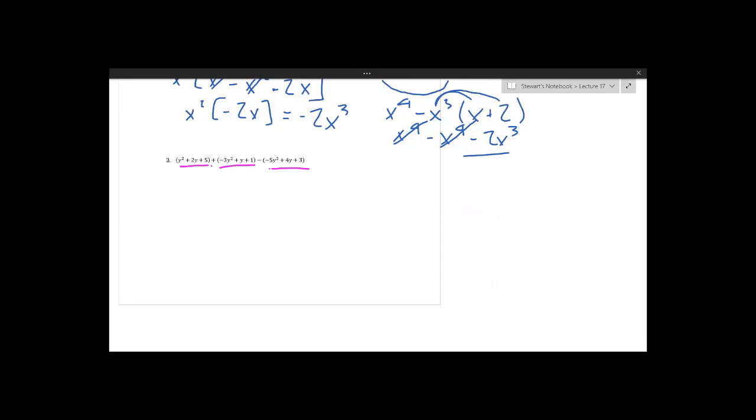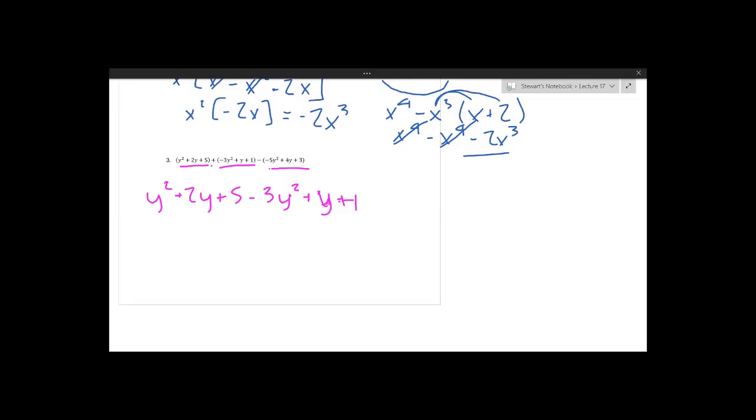So we have now y squared plus 2y plus 5, and then we can say plus a negative 3y squared is just going to be minus 3y squared. And then we have plus y, plus 1.